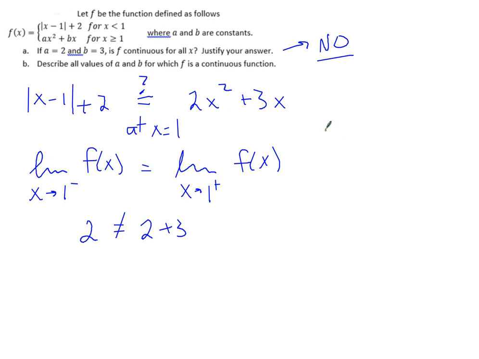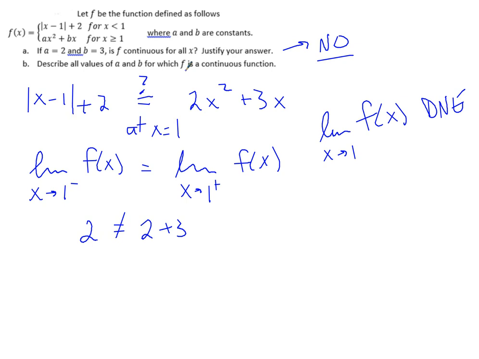And part of the definition of continuity is that the limit as x approaches our c value, or 1, needs to exist. And it does not, because the left and the right-hand limits are different. Now, the next thing we need to do is figure out all values of a and b for which f is a continuous function.